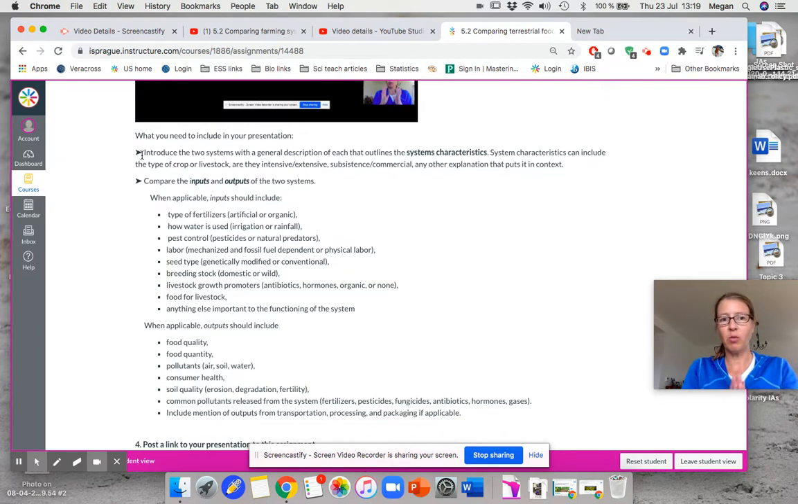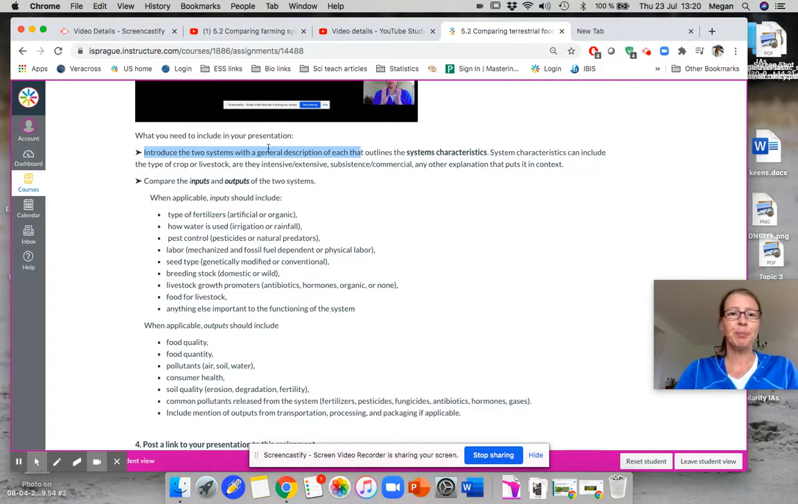So first thing, you want to introduce the two systems with some general description about the system characteristics. Is it intensive, extensive? Is it subsistence, commercial? Anything else to put it in context? What are they growing? What are they raising if it's livestock? So just give a general introduction.